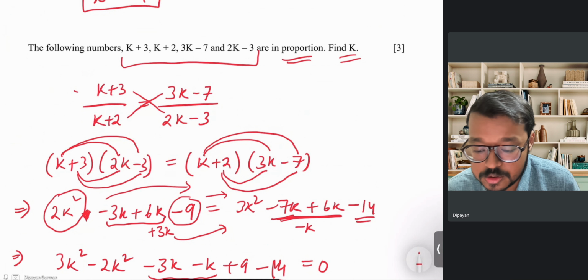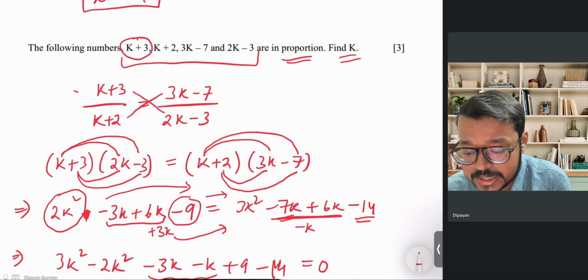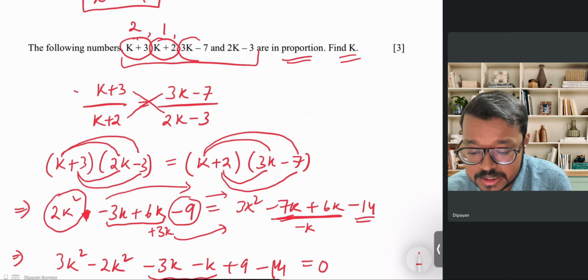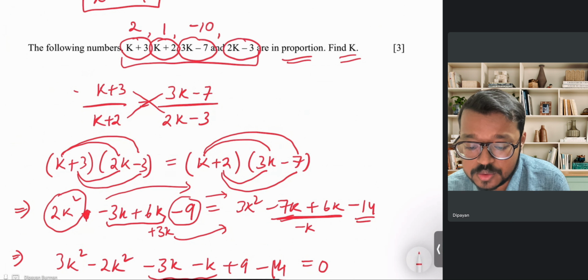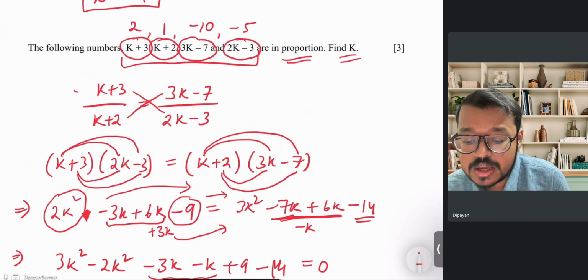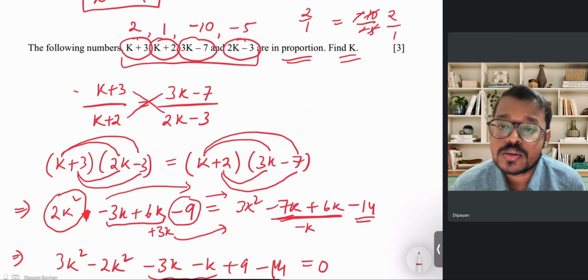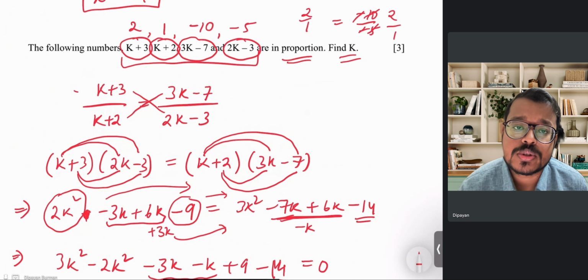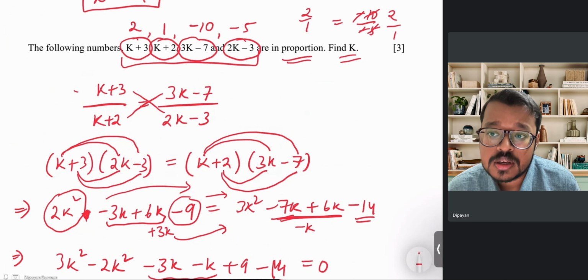If I put k equals minus 1, the numbers that we will get are minus 1 plus 3 is 2, minus 1 plus 2 is 1, then 3k minus 7 will be minus 3 minus 7, that is minus 10, and 2k minus 3 will be minus 2 minus 3, that is minus 5. So if I check, is 2 by 1 the same as minus 10 by minus 5? Yes, it is the same. So we will still say that these numbers are in proportion. So k can also be the negative value, which is minus 1.